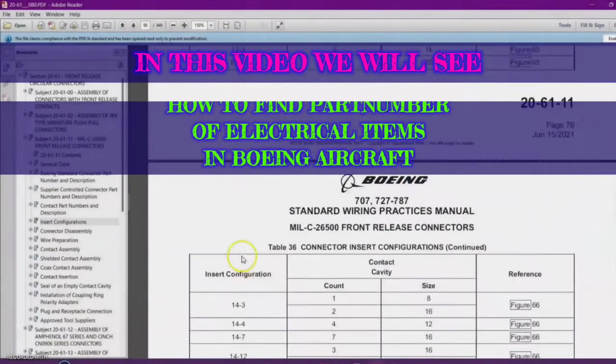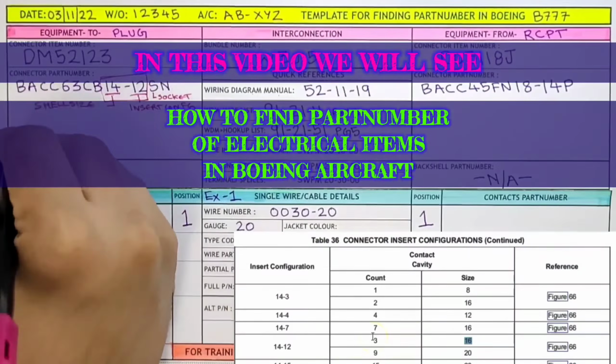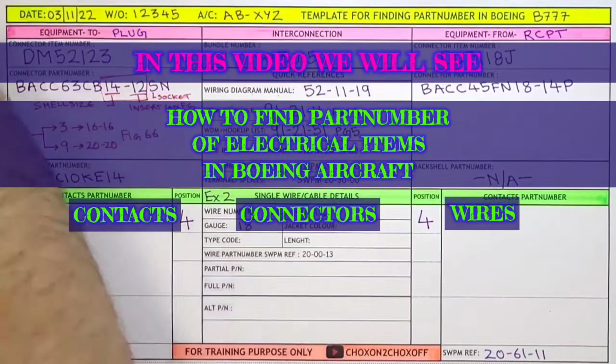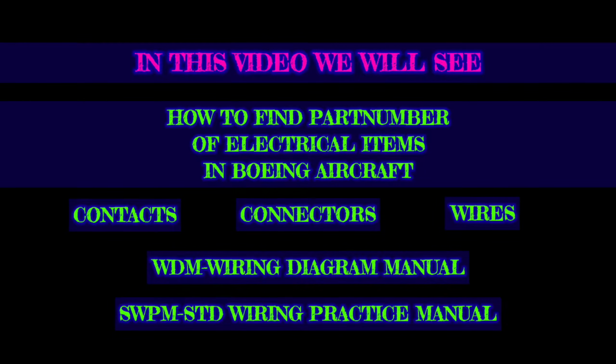In this video we will see how to find part numbers of different electrical items in Boeing aircraft, like contacts, connectors and wire, referring to different aircraft manuals like WDM and SWPM.